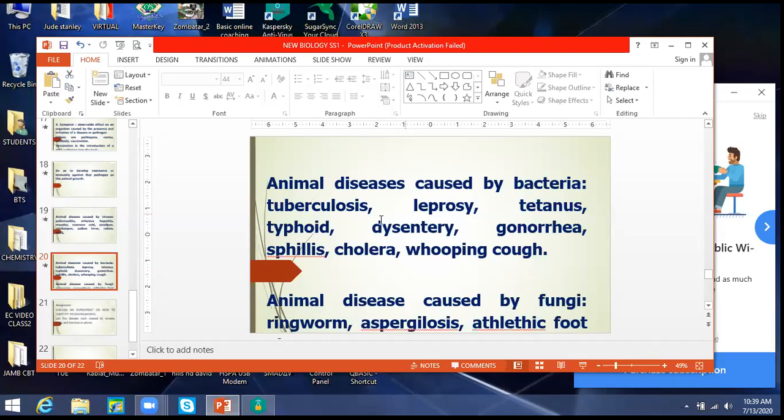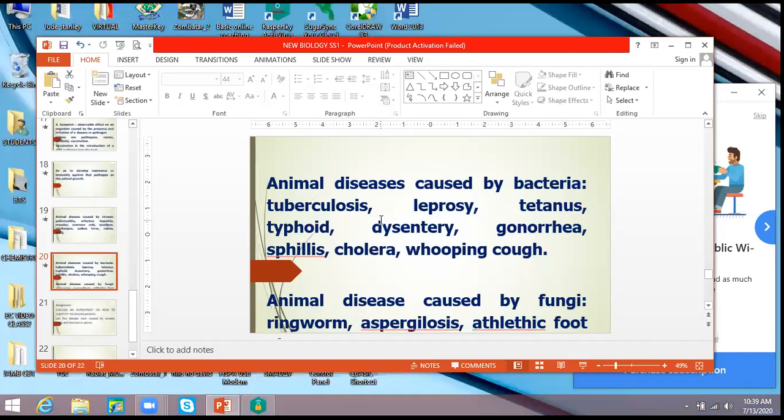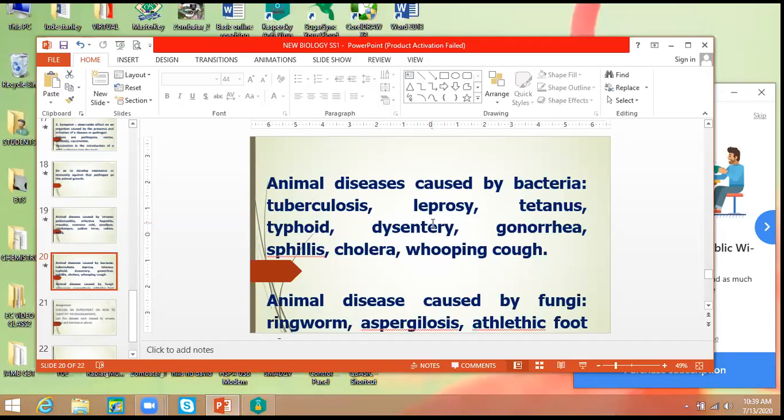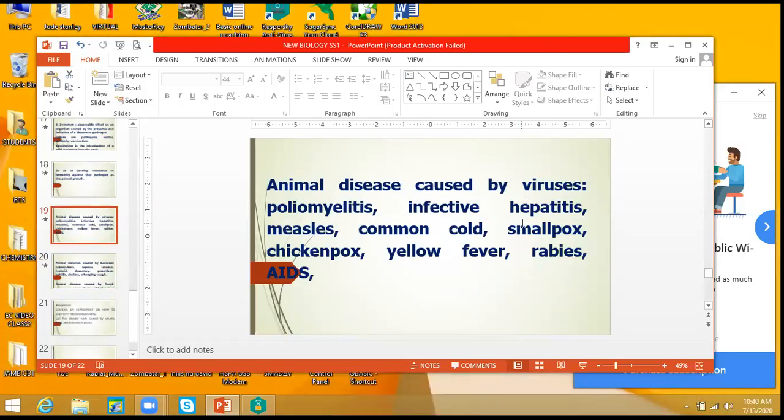These are animal diseases. Please take note, they are not plant diseases, because in your WAEC, please listen, you might be asked this. There are some plant diseases caused by viruses, bacteria, and fungi. It is different from animal diseases. Please don't mistake that. Animal diseases caused by viruses, they are these. Now you also have plant diseases caused by viruses, like cassava mosaic and the rest. You are going to write that as part of your assignment.